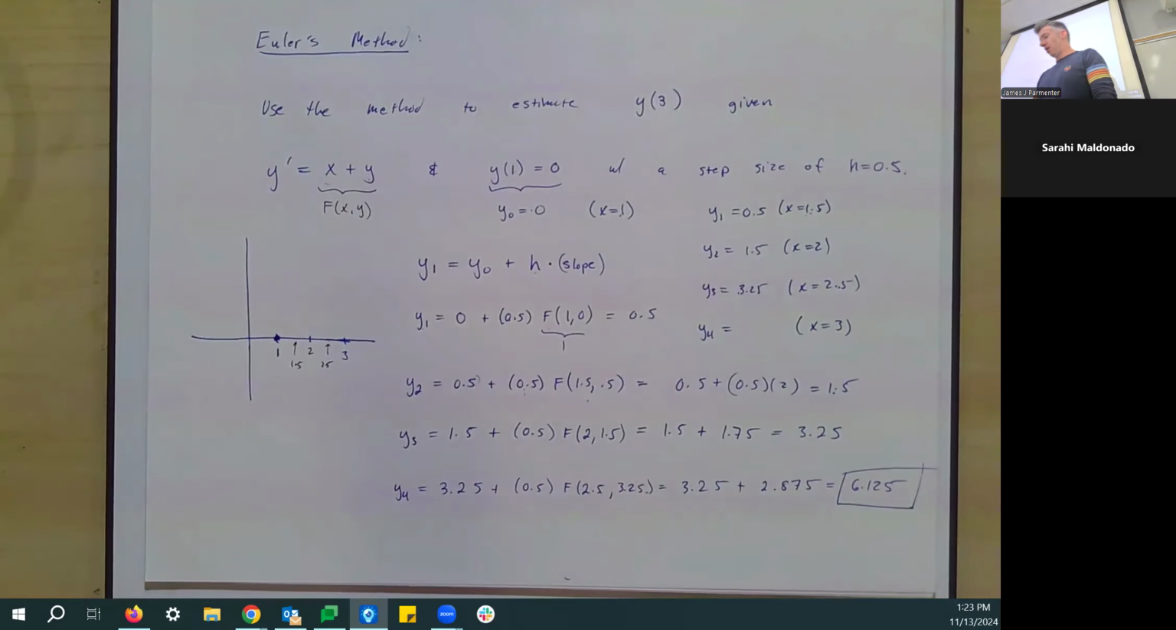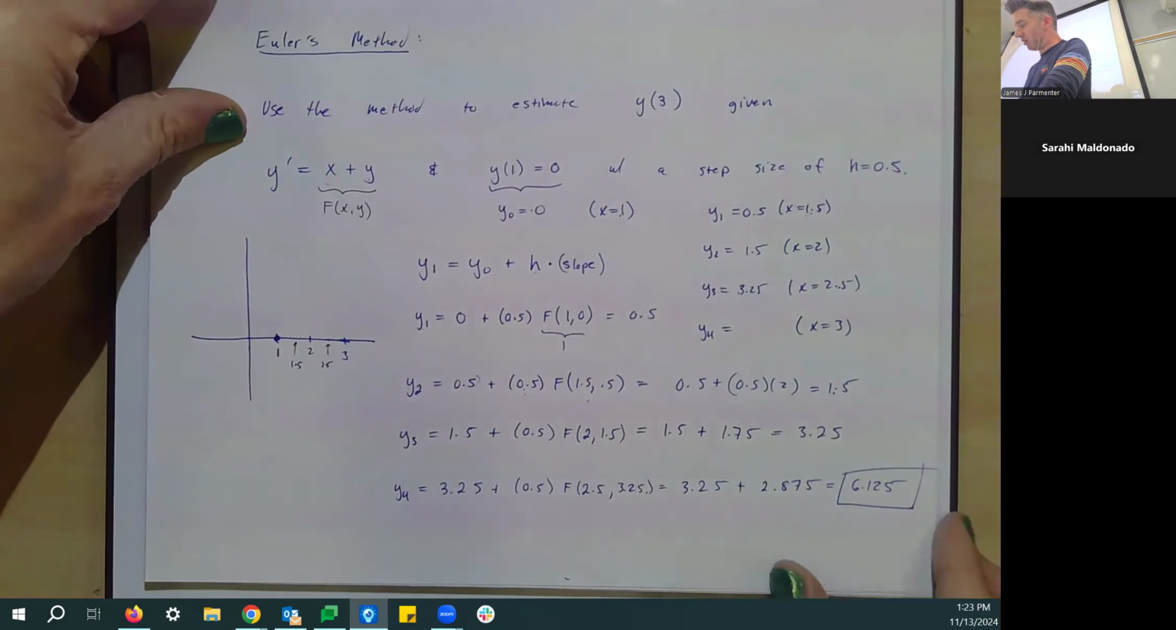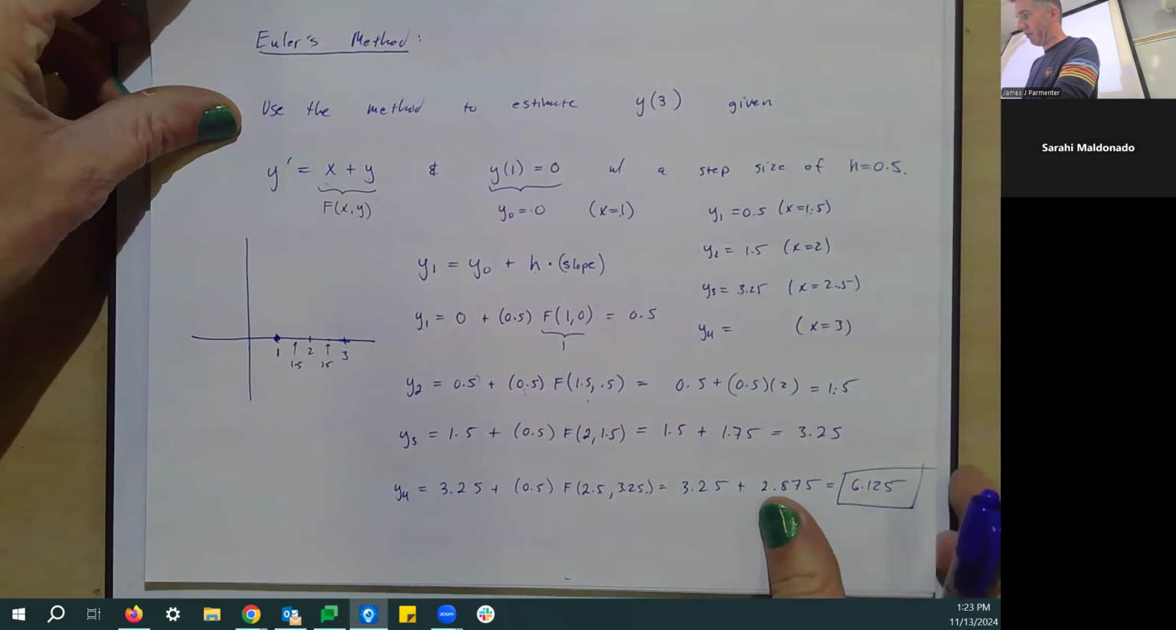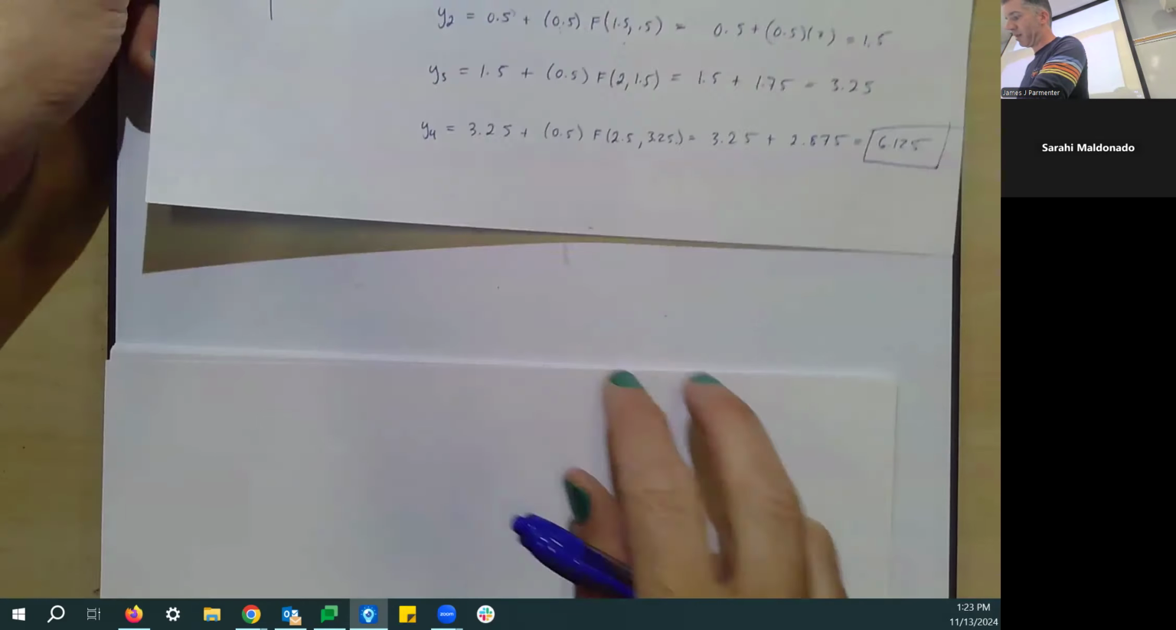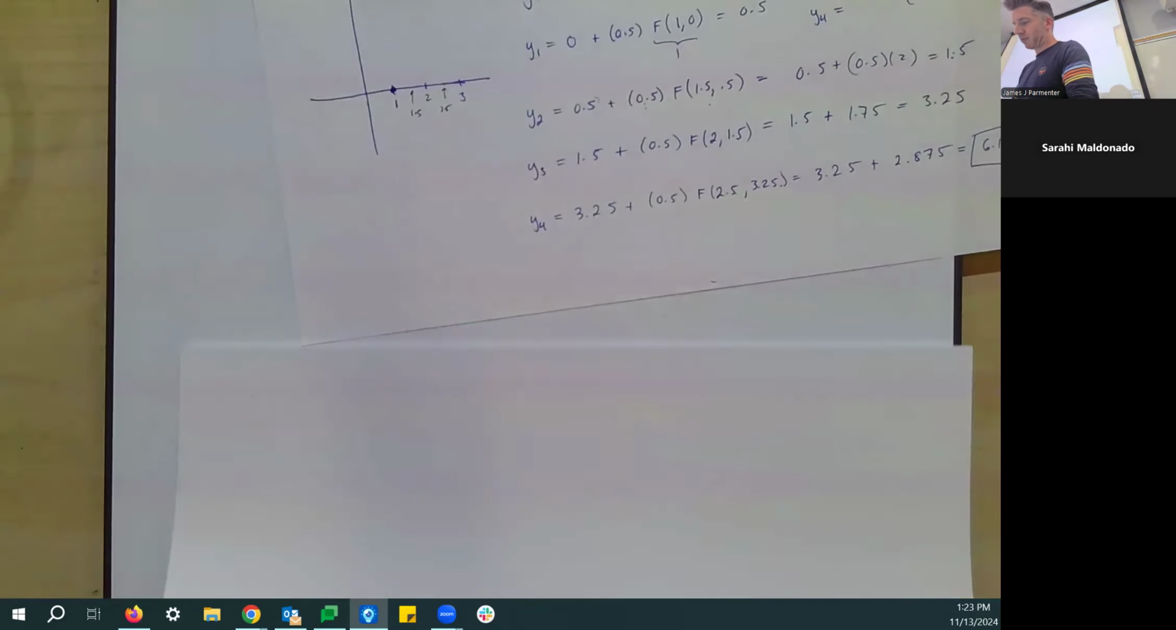I guess we could draw the terrible slope field. I really don't like doing it, as you might have guessed by the tone of my voice. Let's do it anyway, because there is something to see here.